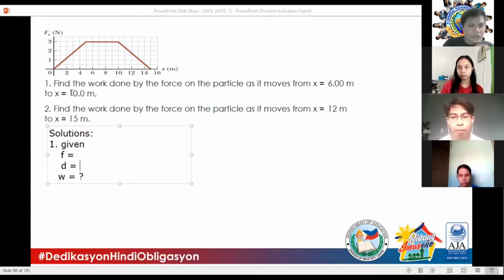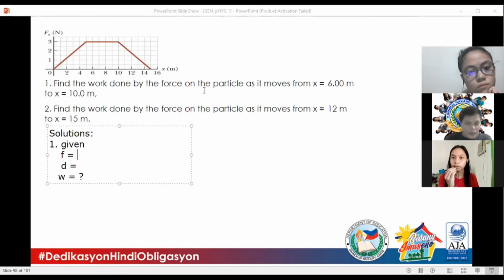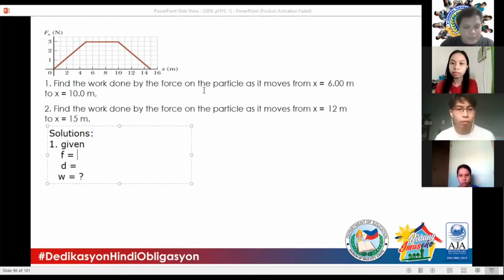If you have number 1, you are asked to find the work done by a force on the particle as it moves from 6 meters to 10 meters, what will be the work done? So, nasaan ba yung 6 meters to 10 meters? 3 newtons po, sir. 3 newtons. And then, what will be your displacement? Ang sabi dyan, the particle moves from 6 meters to 10 meters.